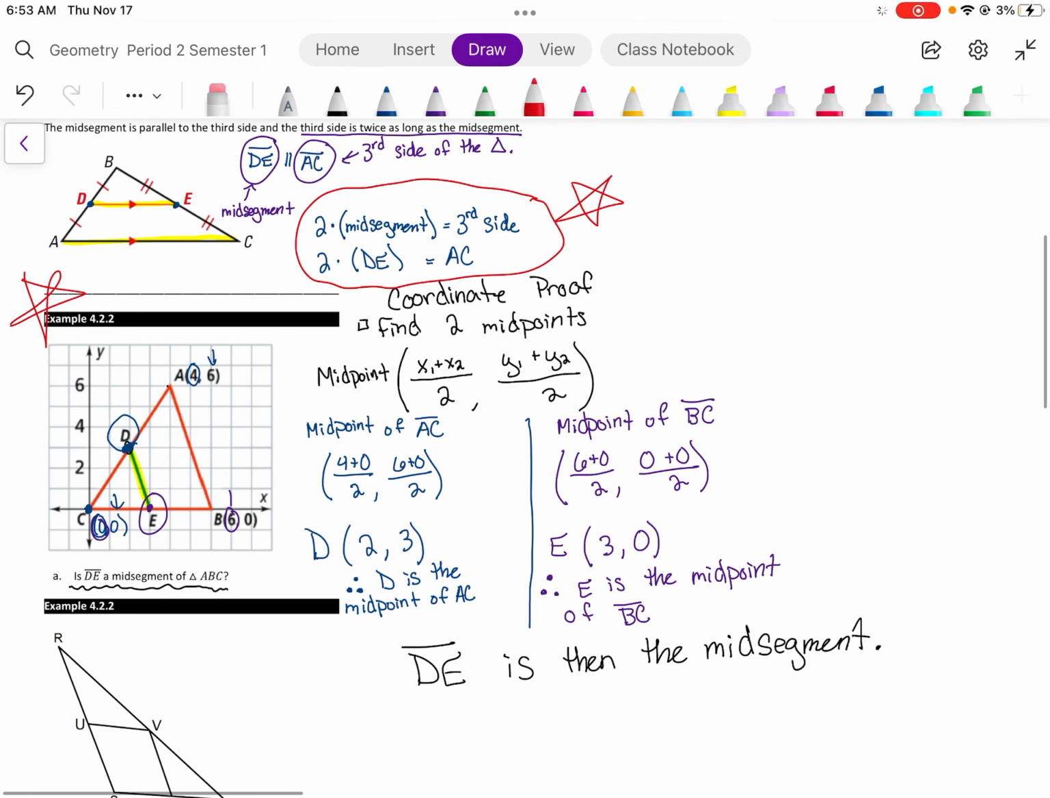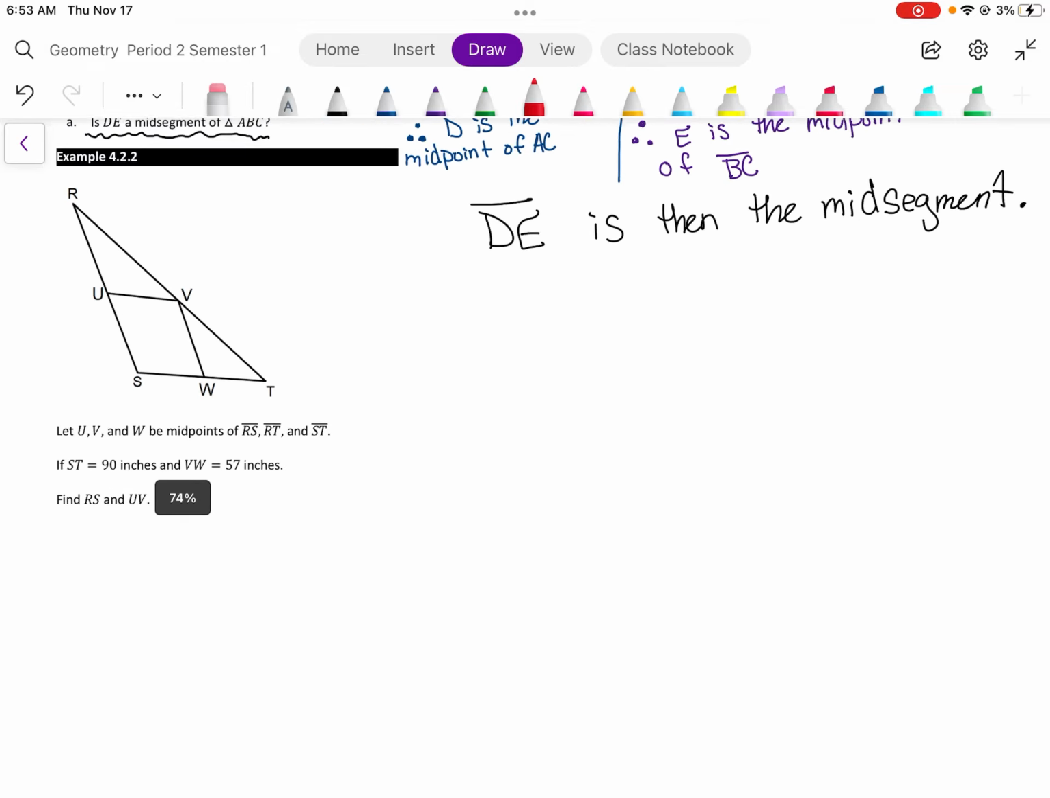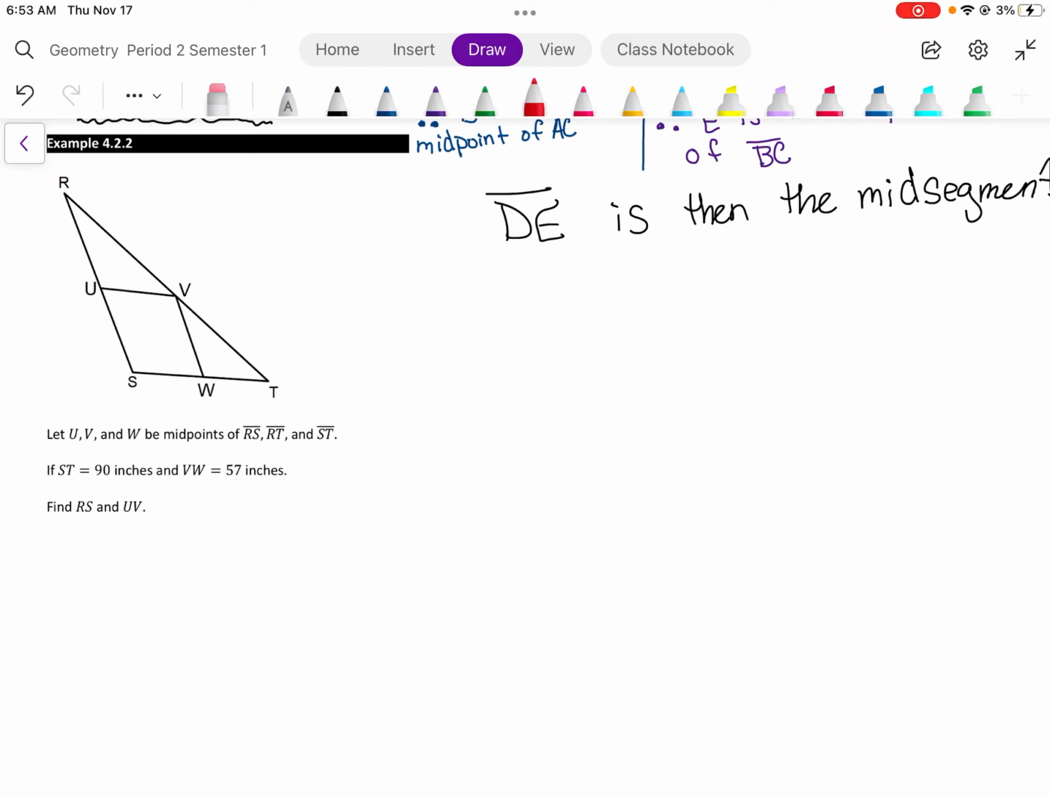Okay, once you get that all copied down, then we're going to move on to our last example for today. And this one gives us a diagram, and they said that U, V, and W are midpoints of RS, RT, and ST. So before I'm even going to start with the next part of the information, I am going to mark all of my congruent segments. And this way, when I'm working, I know which parts are congruent to each other.